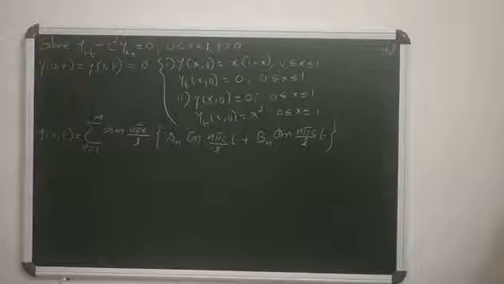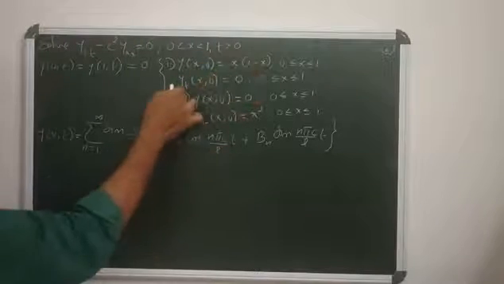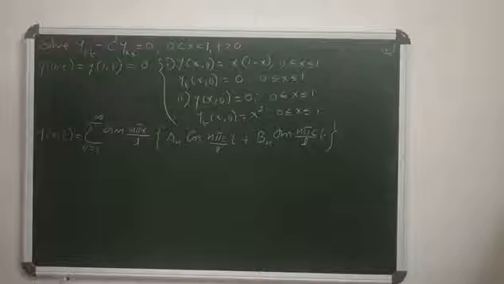For ytt minus c square yxx equals 0, its solution is y(x,t) equals sigma n ranges from 1 to infinity sin(n pi x by L) into an cos(n pi c t by L) plus bn sin(n pi c t by L). Okay. So consider the initial condition. First case, y(x,0) equals x into 1 minus x and yt(x,0) equals 0.